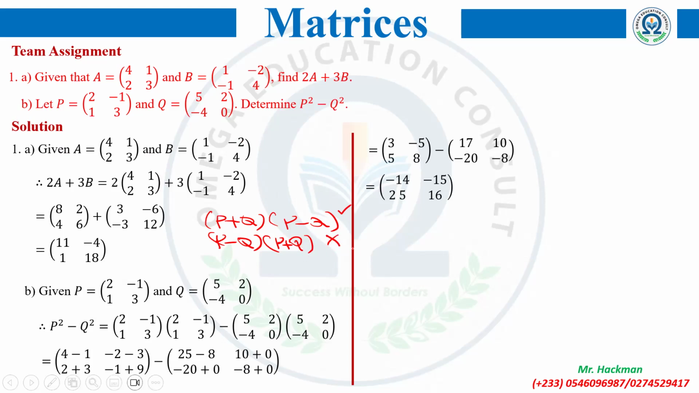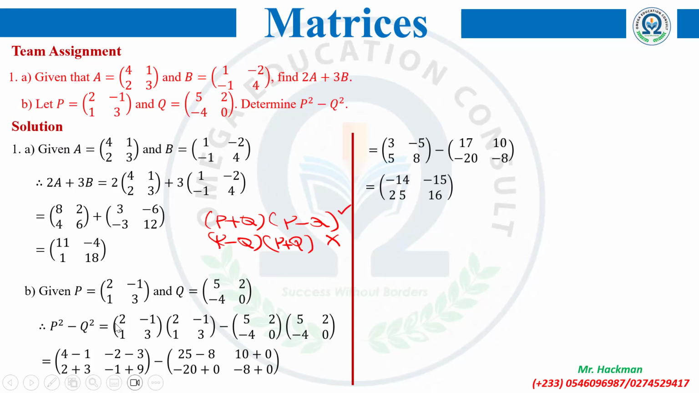Okay, so all that you need to know is that p squared means p multiplying itself, twice, and q squared, the same meaning. So p squared minus q squared will be equal to, what is your p? P is this, squared. And remember, you cannot write squared on the matrix.